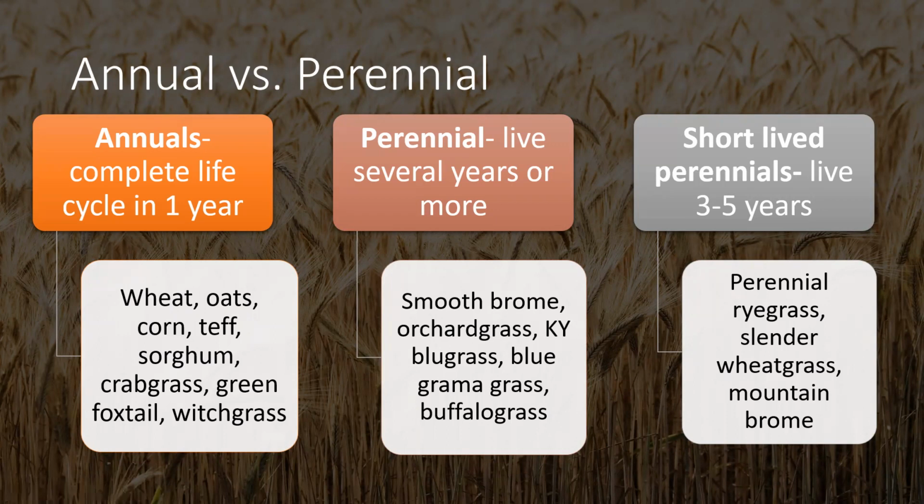And then we have our perennial grasses, which can live several years or more, can live decades if managed correctly. Some of those common grasses that we see around here are smooth brome, orchard grass, Kentucky bluegrass, and then some of our native grasses would be the blue grama grass and buffalo grass. And then we have some short-lived perennials, which live usually 3 to 5 years. So those could be perennial ryegrass, slender wheatgrass, and mountain brome. We don't have any true biennial grasses that live 2 years. We have a lot of plants that are biennials, but no grasses are true biennials. Some can act as biennials if they are managed in a certain way.